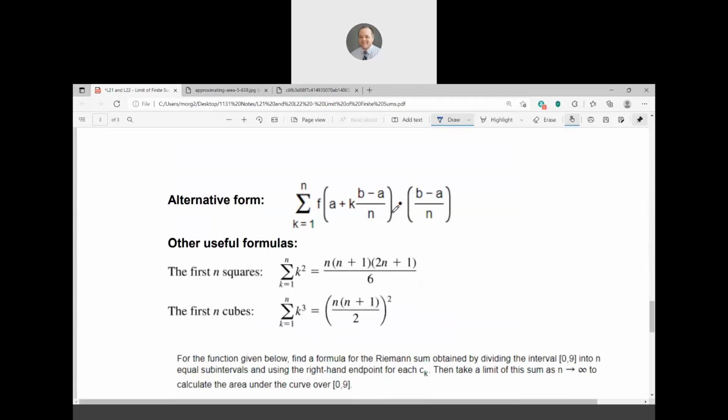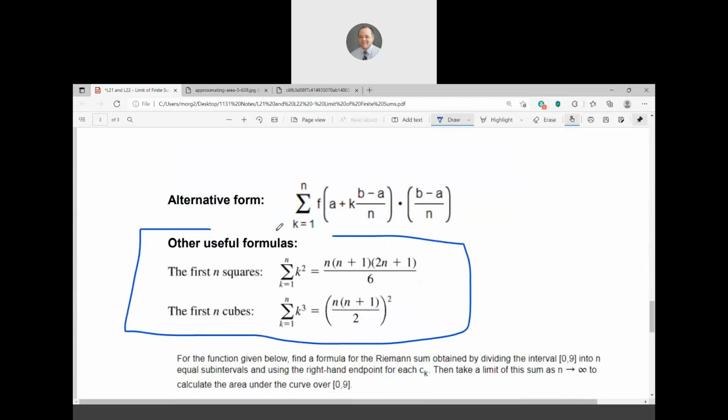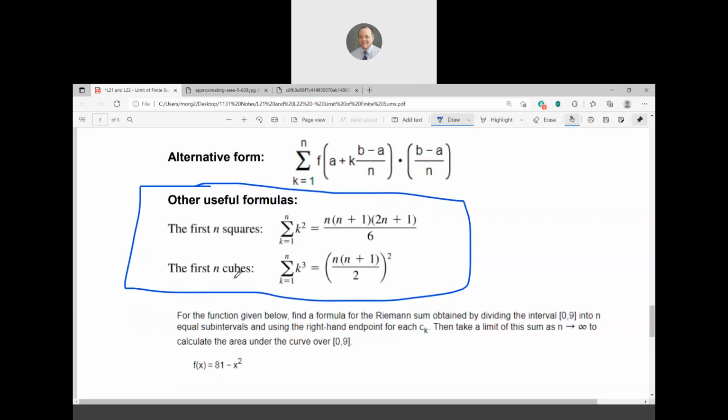Here are some useful summation formulas. If you're finding the sum going from 1 to n of k squared, then this is the formula that you'll use. If you have the first n of k cubed, then this is the formula that you would use.